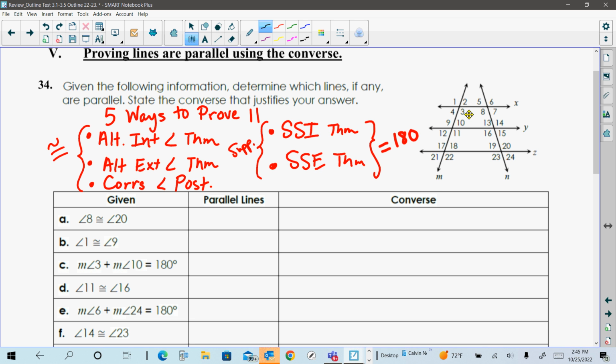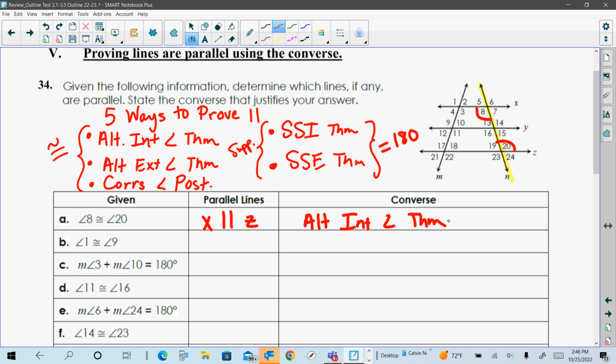If I look, they want us to focus on angle 8 and angle 12 being congruent. To identify the parallel lines, I think it's helpful to first recognize which line would be the transversal. That's the line they have in common. So N is the transversal. Then make the relationship compared to that line. So 8 and 12 are on opposite sides of the transversal, and they are in between the X and the Z. So X has to be parallel to Z using the alternate interior angle theorem, and we're using basically the converse of that.